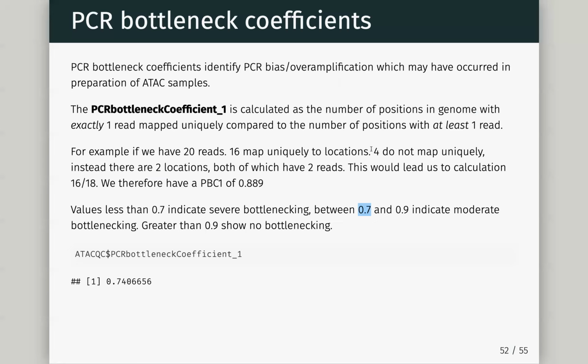PCR bottleneck 2 is a secondary measure, and it's calculated very similarly. It's the number of reads which map exactly one position uniquely compared to the reads which map exactly two positions uniquely. So not two or more, two positions. Values less than 1 would be severe bottlenecking, 1 to 3, moderate, 3 and above, no bottlenecking.